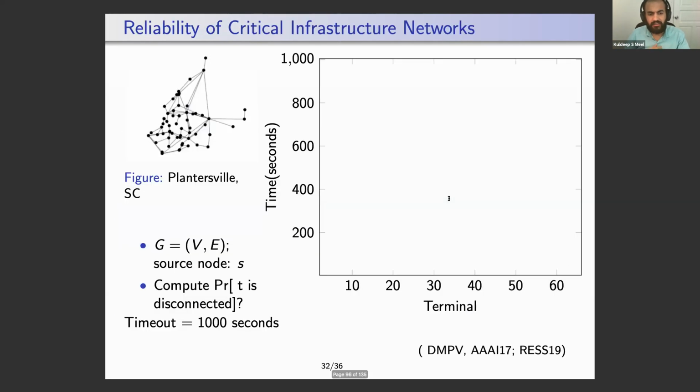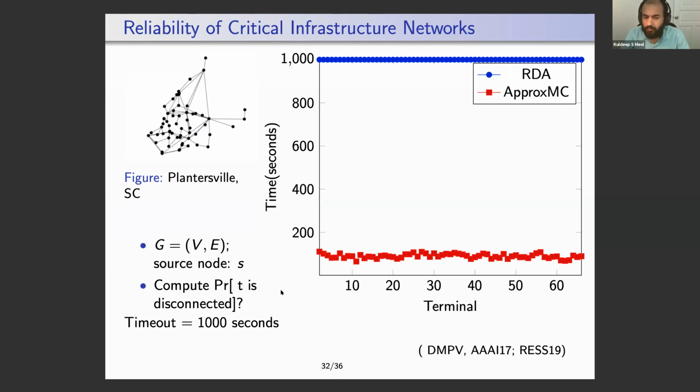How well does it work in practice? Let me take one example of interest. Here's the power grid from one of the cities in South Carolina. We number all the terminals. We want to compute the probability that a terminal is disconnected. We take the state-of-the-art tool that is used in practice, and it times out after 1,000 seconds for each of these cases. The algorithm that I just described can consistently compute estimates within 150 seconds. This is the result for one city. Of course, we have results for lots of cities, and this generalizes very well.